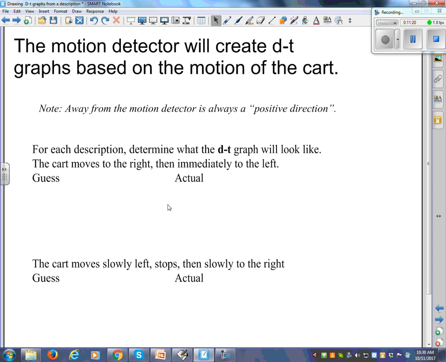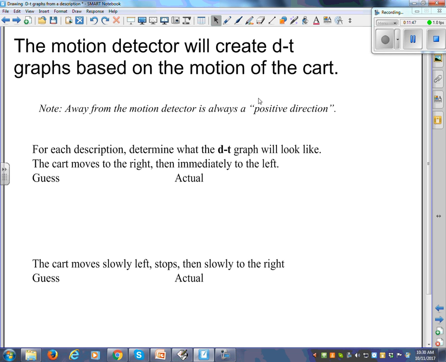Okay? So it says here, the motion detector will create a DT graph based on the motion of the cart. A wave from the motion detector is always positive. So as I move to your right, it's positive. Where is 0 in real life here? Right here. Where is negative? Behind it, can we get there? No, because obviously it's not going to work. So all of the graph is going to be restricted to the positive.